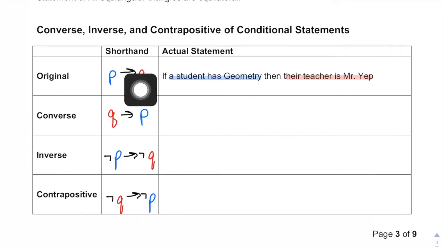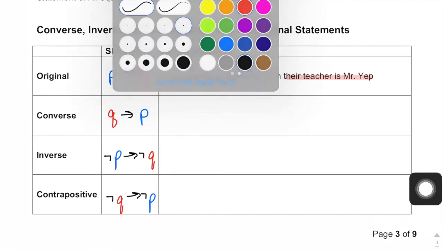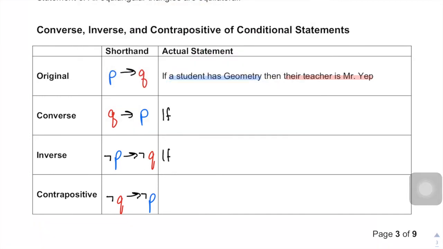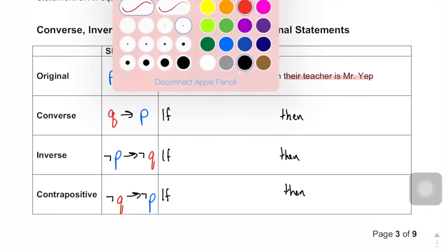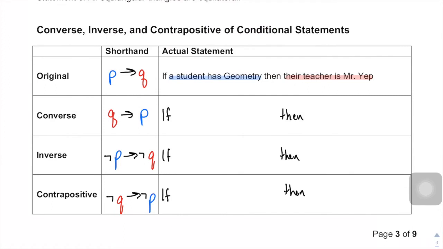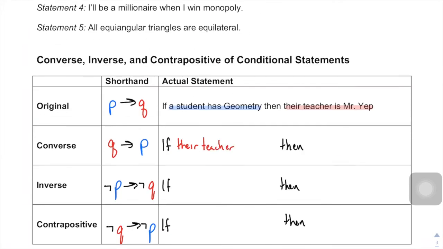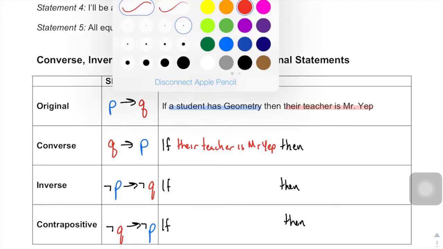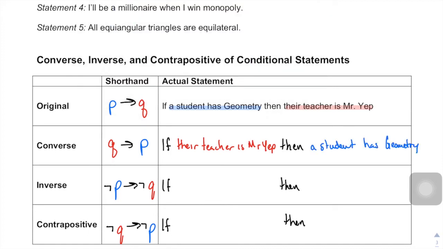So these are the different forms. How does that change the structure of the actual statement? Well, let's take a look. In each statement, the if and the then stay where they are. What changes is the location of the original's hypothesis and conclusion and whether or not it's negated. So for converse, here's what happens. We switch the position of the two. So if their teacher is Mr. Yap, then a student has geometry.